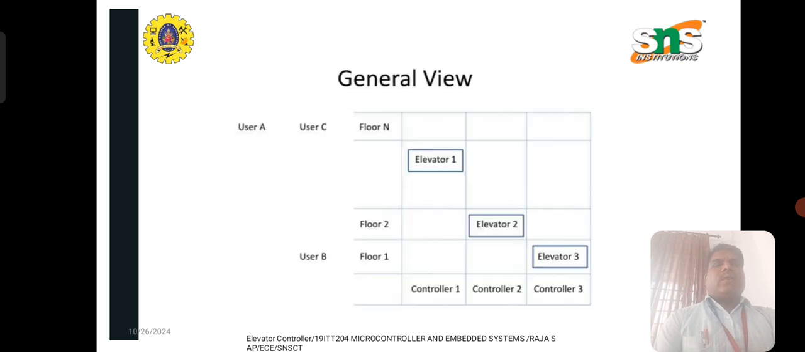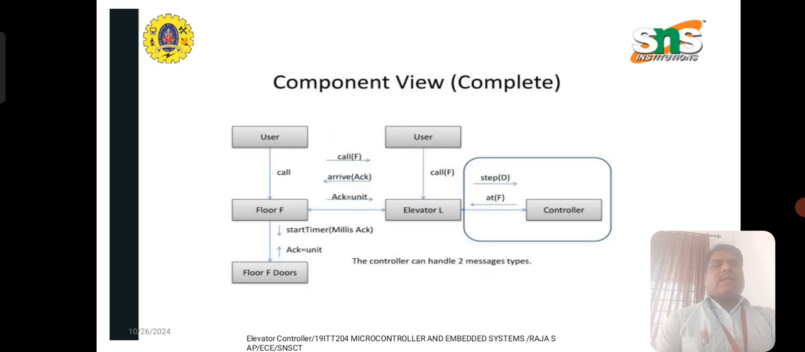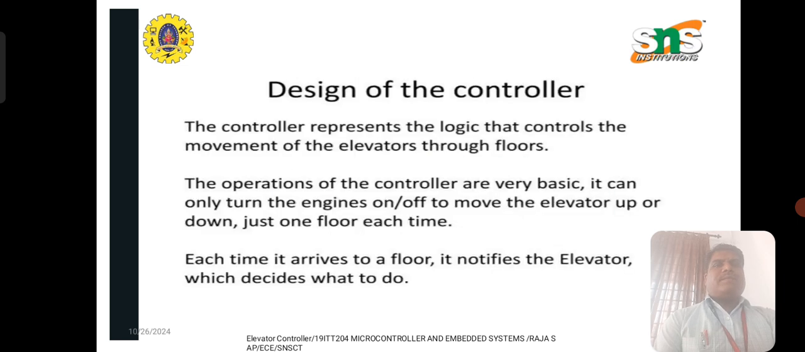This is the general view where the user can be anywhere from floor 1 to floor n. Depending upon the need of the user, they can use the elevator from floor 1 to floor n. N may be anything. This is the component view, where the user can call the elevator from any floor. This is the component view in complete order.